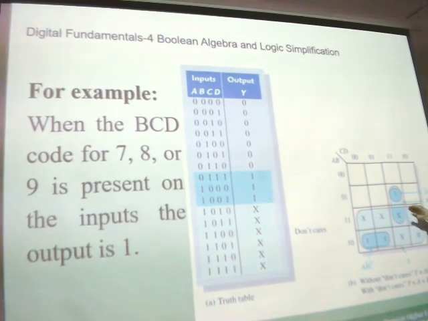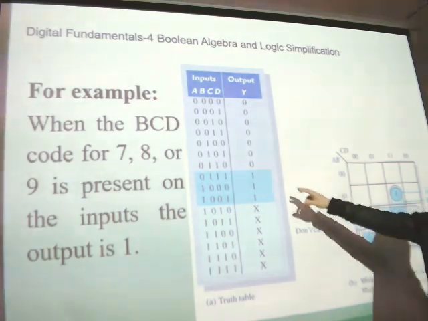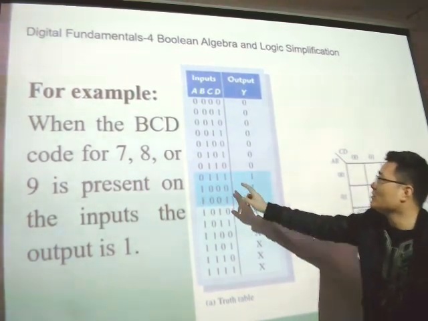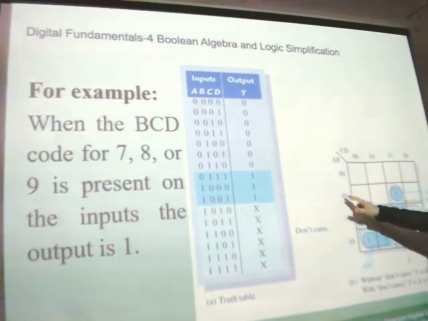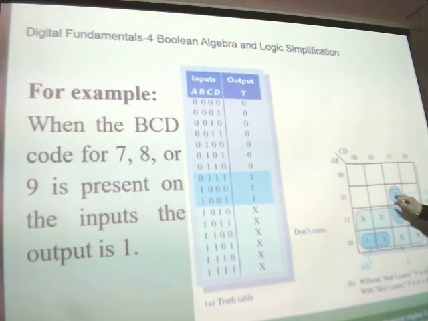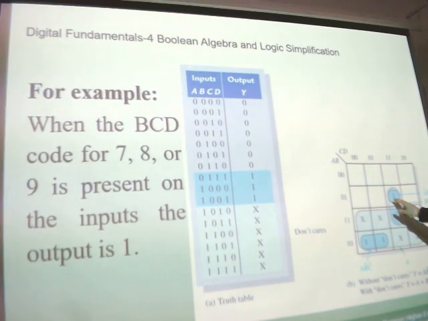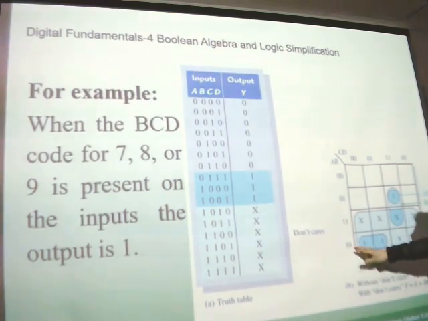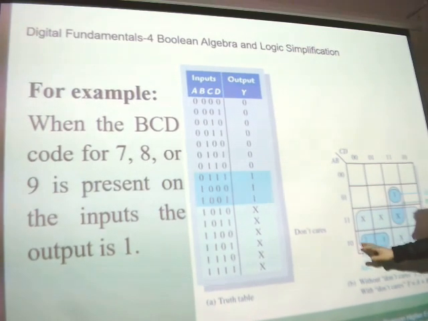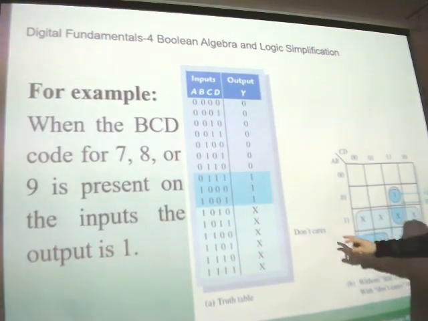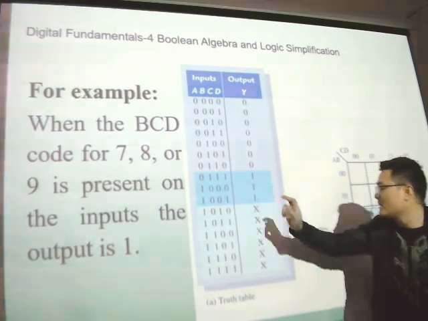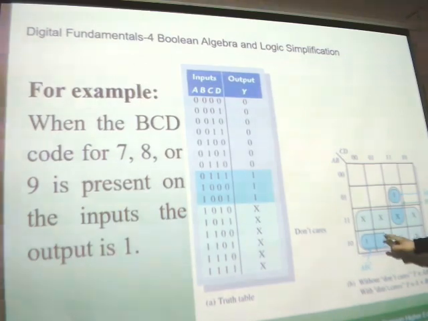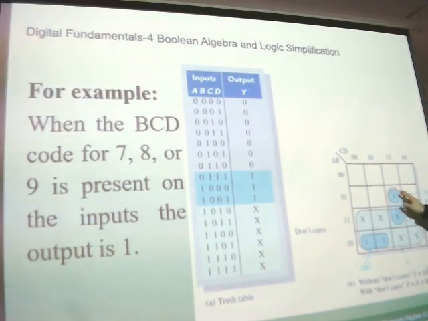On the Karnaugh map, the first one is 0, 1, 1, 1. This product. The second is 1, 0, 0, 0. And the third one is 1, 0, 0, 1. So the 3 ones are on the 3 cells.